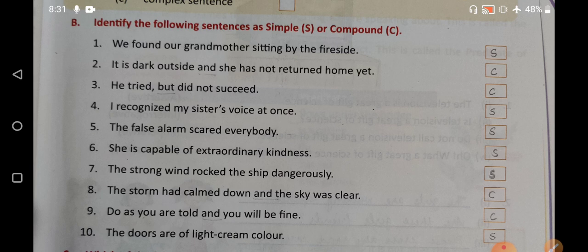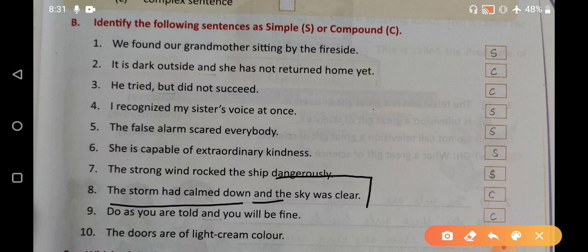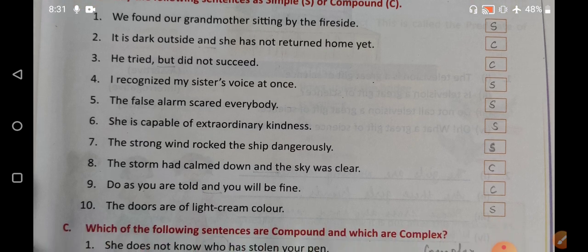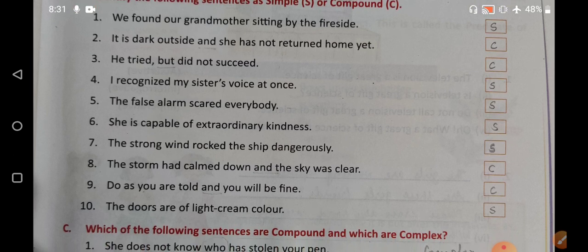The storm had calmed down and the sky was clear. It has a conjunction, which is and. Main clause number 1 is the storm had calmed down and main clause number 2 is the sky was clear. So in the first clause we are talking about the storm, and in the second we are talking about the sky. So it has two main clauses because they have two different subjects, so it is a compound sentence. Do as you are told and you will be fine. The conjunction is and, so it is a compound sentence. The doors are of light cream color. It is a simple sentence.